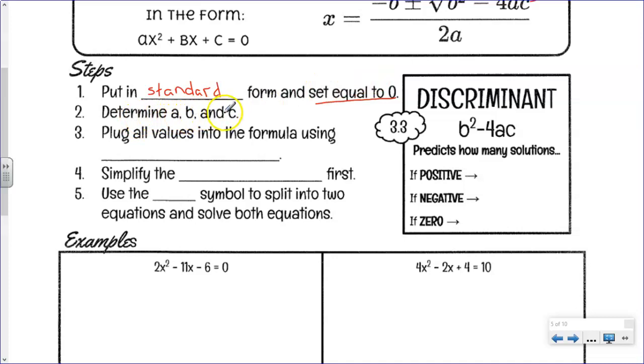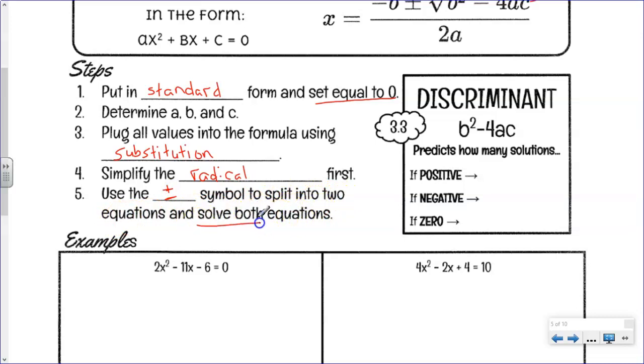Determine a, b, and c. Plug all values into the formula using substitution. So you're going to use substitution to plug them in. Simplify the radical first. Use the plus or minus symbols to split into two equations and solve both equations.